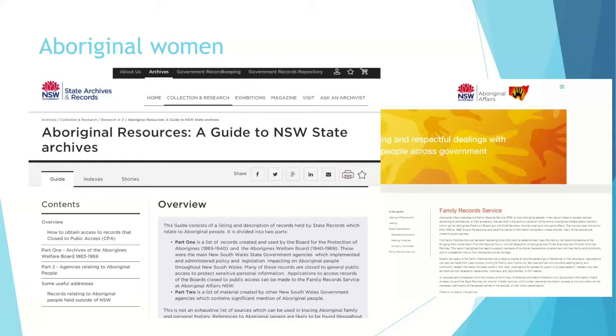So if you suspect that someone may have had dealings with the Aborigines Welfare Board at some time, it can be really helpful to contact Aboriginal Affairs Family Records Service to make inquiries about whether there are records that they're aware of that have survived relating to the person you're searching for. So they have a website. If you search Aboriginal Affairs Family Records Service, you'll come up with that page that's there on the right-hand side, and it does give you contact information and also an application form that you can fill in and send to them.